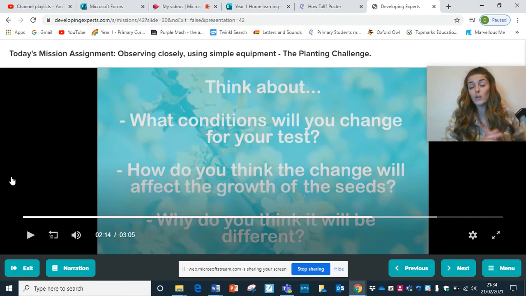That's really, really important, that you can explain your prediction. Prediction is just having a guess. So why do you think it will be different? Why do you think one will grow better than the other? Can you explain that? And if you can write that down or tell somebody, that would be brilliant.